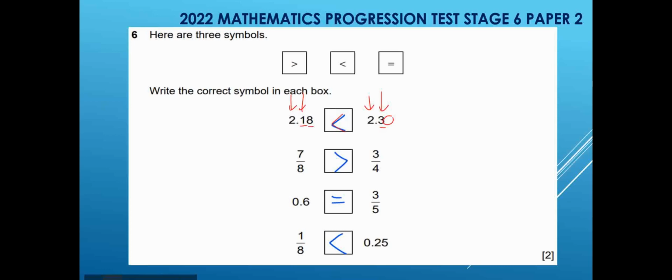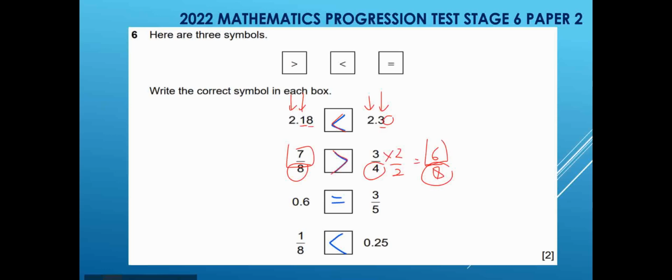Less than. Okay. 7 over 8 and 3 over 4 have different denominators. So we times by 2 to get an equal denominator. Now the denominators are the same. We compare the tops, 7 and 6. 7 is greater, so we answer greater.